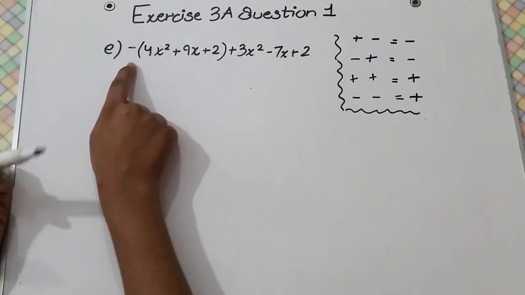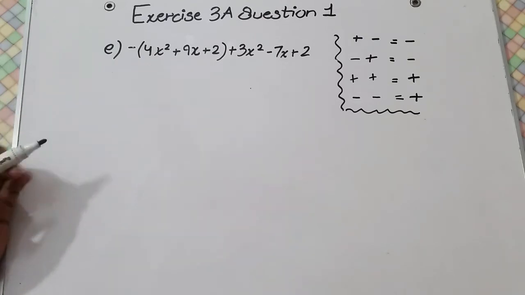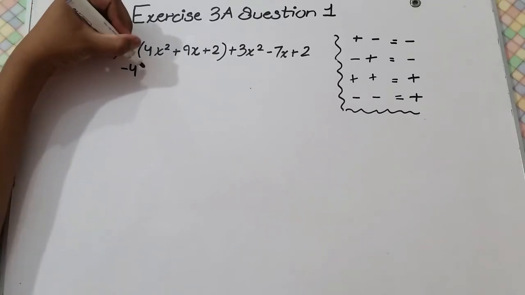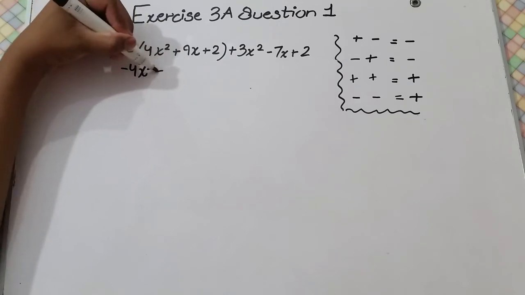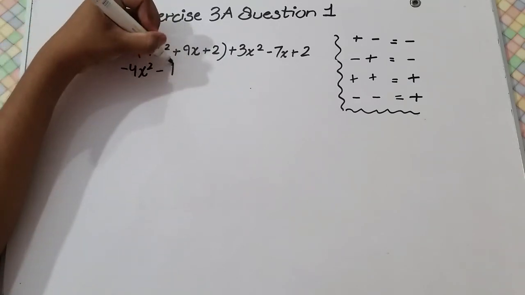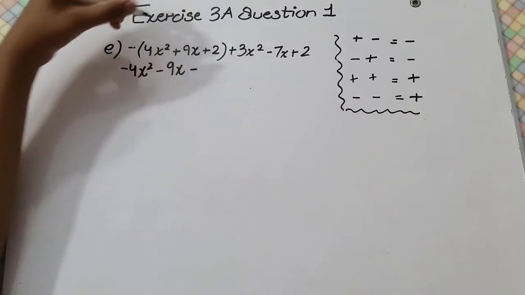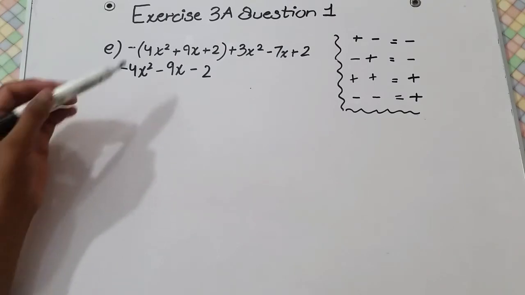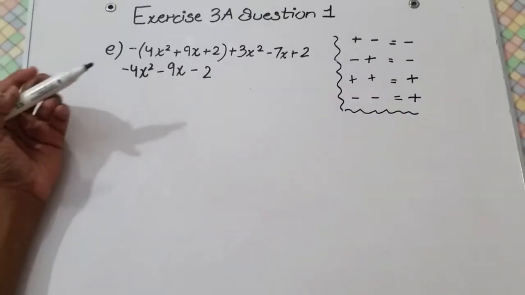So we are just going to multiply this minus with these three signs. So we are going to write minus 4x square, and minus plus is minus. Then we are going to write 9x, minus plus is minus, and then 2 as it is. Now we have opened this bracket by multiplying this minus with all these terms.